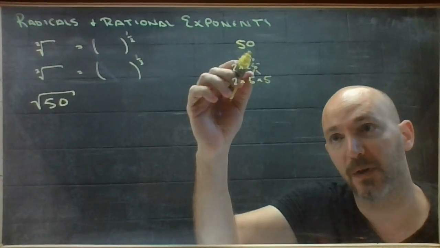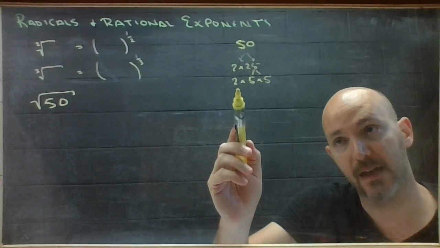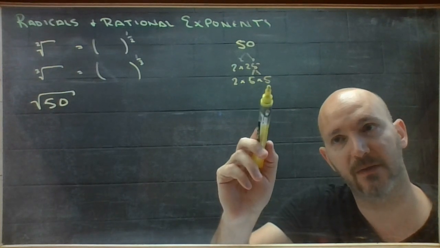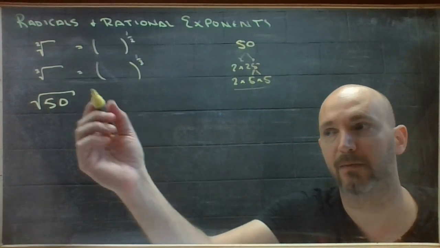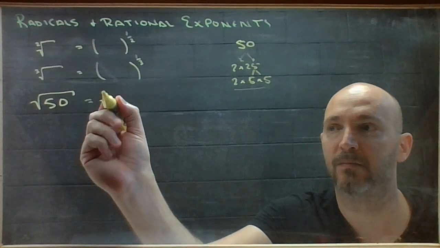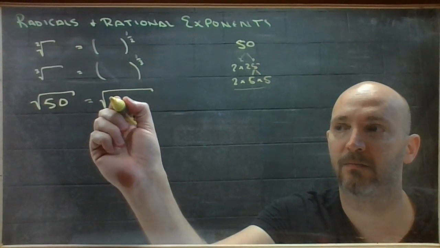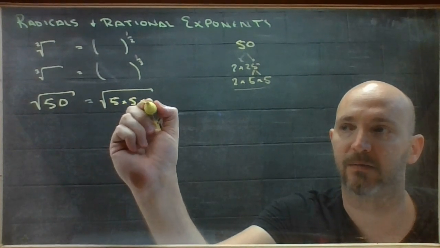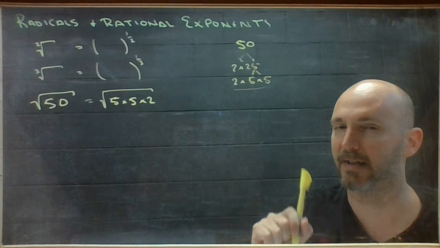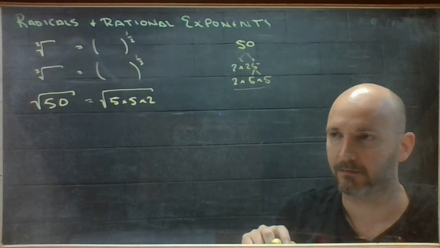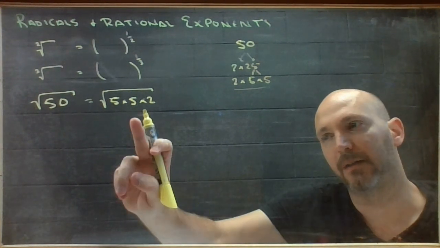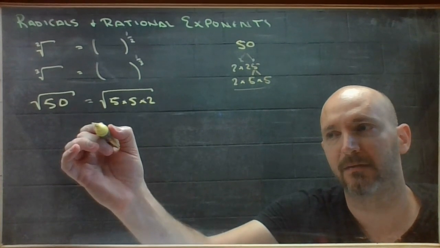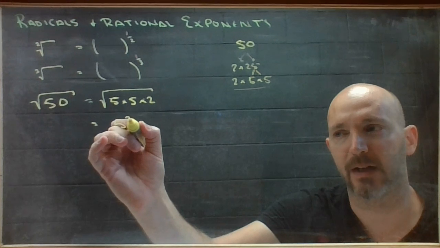So this number here, 50, is the same as 2 times 5 times 5. So I'm going to write this in my radical for a moment. I'm going to write the 5s first for a reason you will understand in a moment. Now, looking at that there, 5 times 5, that's 5 squared.